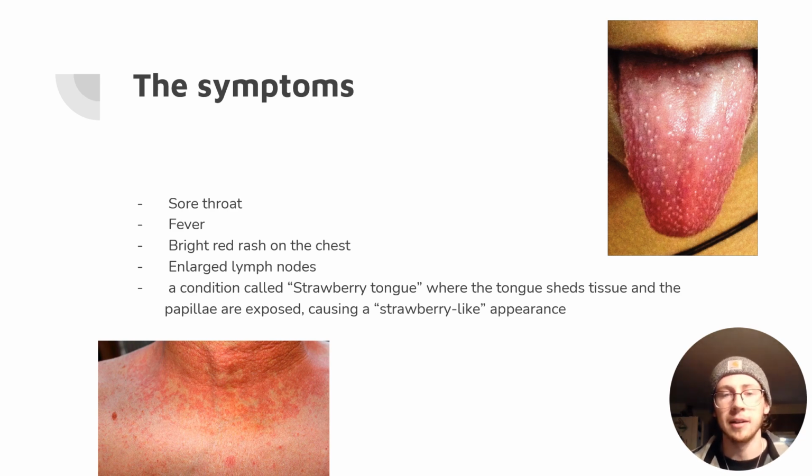The other main condition seen in the bottom left is a bright red rash that appears on the chest. I've actually had this condition before, but I won't tell you what it is until later.